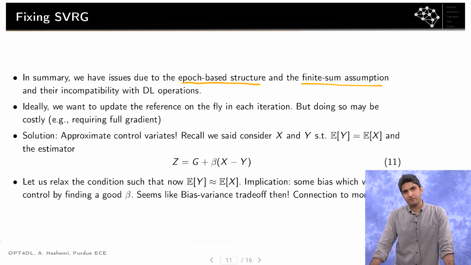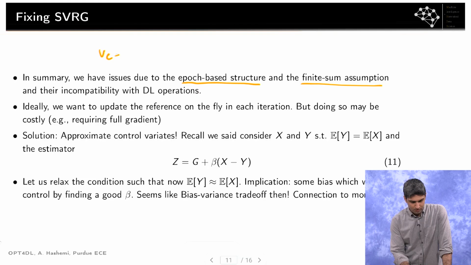We want to get rid of that completely. In particular, we don't want to update the reference point once in a while, which necessitates having an epoch-based structure. We want to update it on the fly in each iteration. There is a simple way to do this, we talked about before. If I set v to be w_t, I'm updating on the fly in each iteration and everything's good.